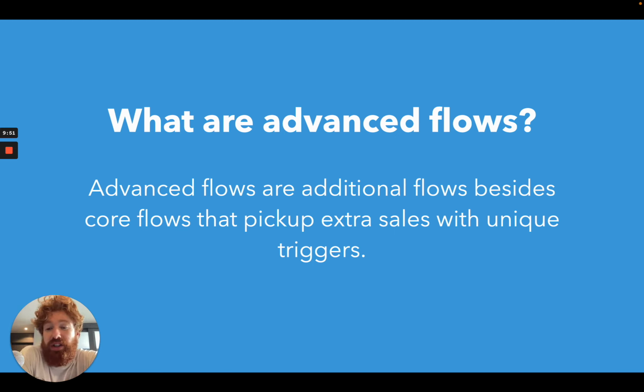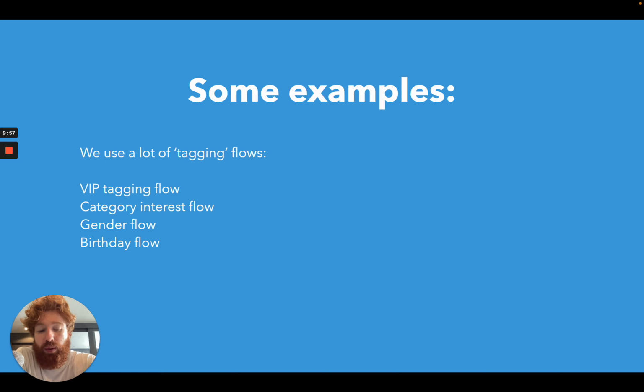So a little bit about what advanced flows are, just to touch on that. They're basically just additional flows besides the core flows that will pick up extra sales with unique triggers. So for example, these are some of the ones that we will send. We use a lot of tagging flows. So this could be maybe a VIP for your store is someone who spent $500 with the store. Maybe it's if they've placed 3 orders or more.